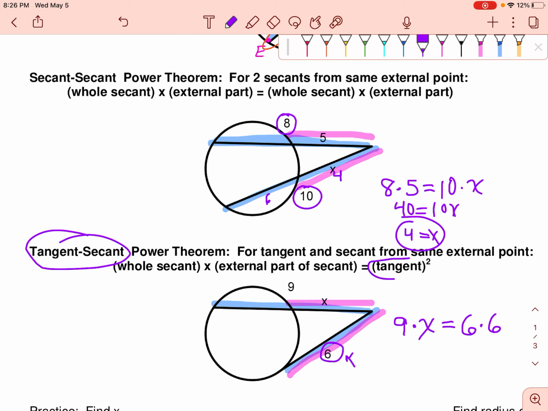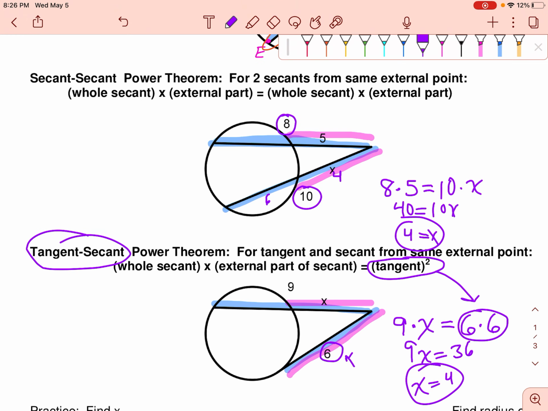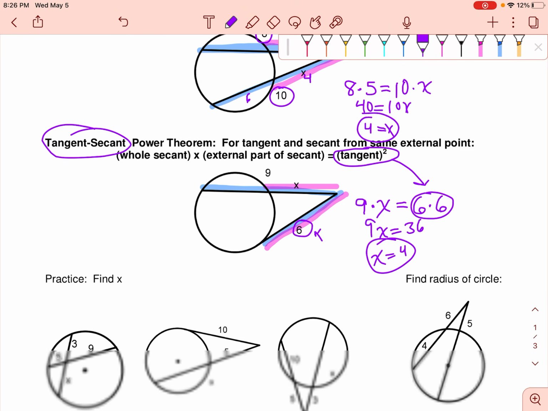Okay, and that's where the tangent squared comes in, right here. But to me it's the whole thing times the part sticking out equals the whole thing times the part sticking out. I just remember these as the same thing. Okay, so once again, x is equal to 4. And that's how you would do either the tangent secant or the secant power theorem.